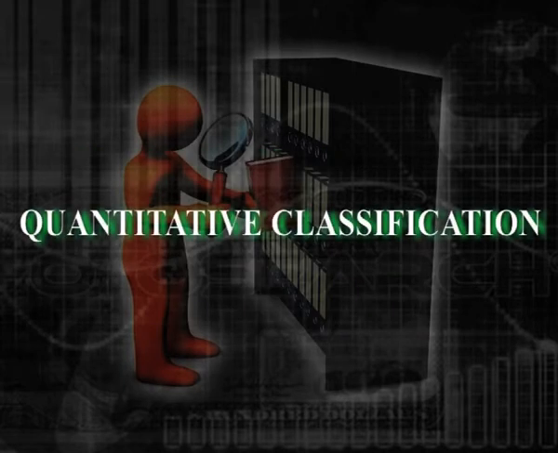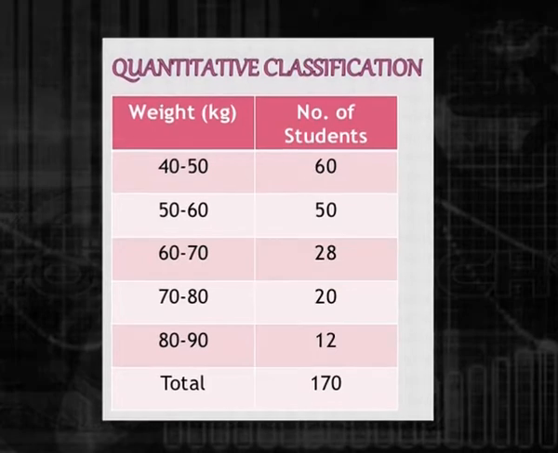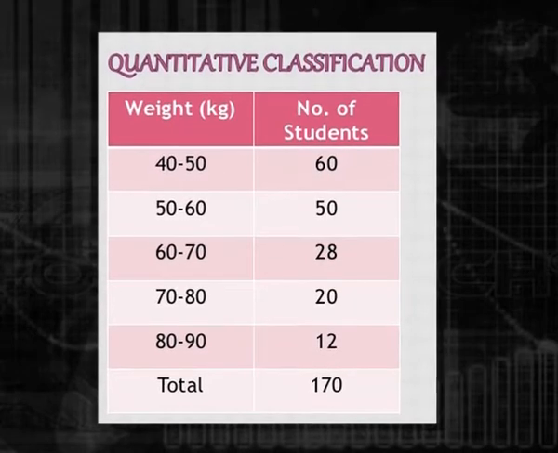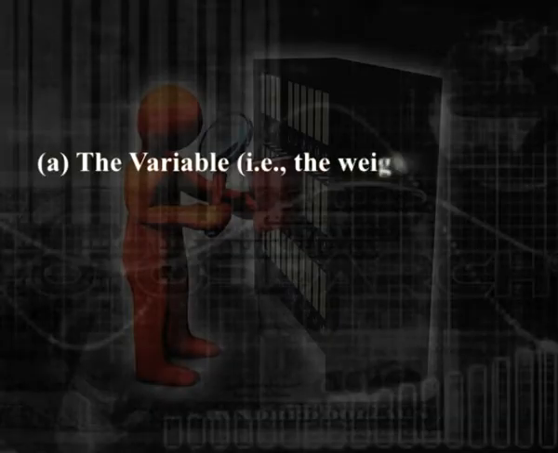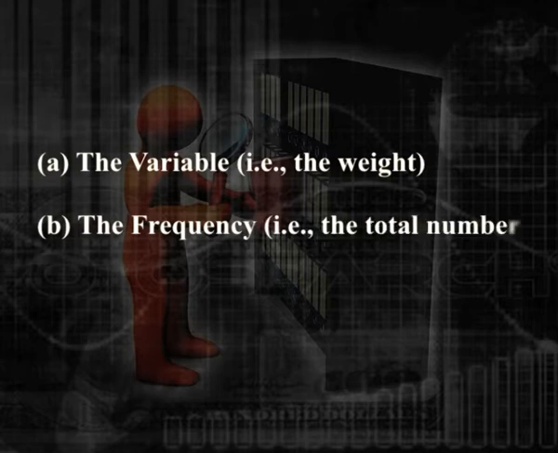Now the second one, quantitative classification. It refers to the classification of data according to some characteristics that can be measured, such as height, weight, etc. In this type of classification, there are two elements: the first one, the variable, that is the weight, and the second, the frequency, that is the total number in each class.